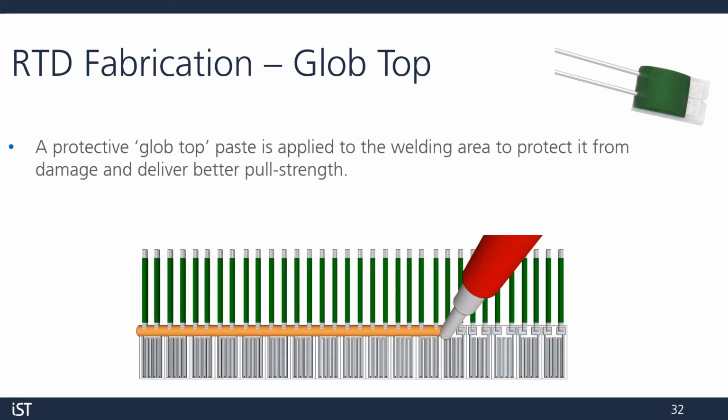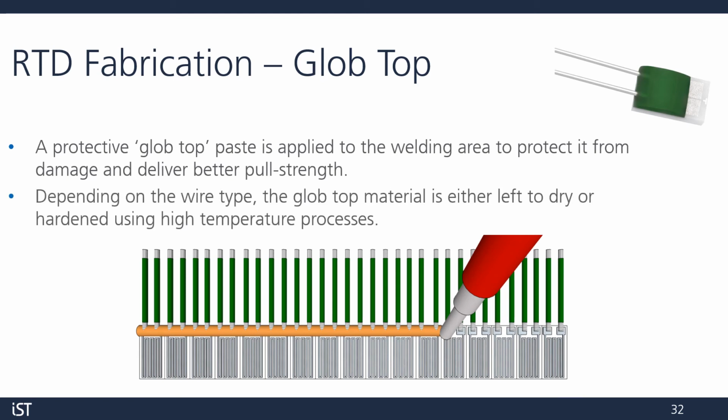To enhance the welding point and protect it from mechanical damage, a paste is applied to the welding area. This paste is often referred to as a glob top. It increases robustness and allows for better pull strength. The glob top is either left to dry or hardened using a high temperature process. Different pastes are used for different wire types which have varying temperature ratings.